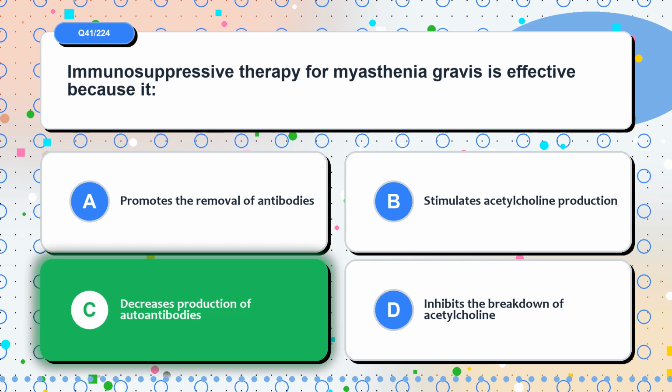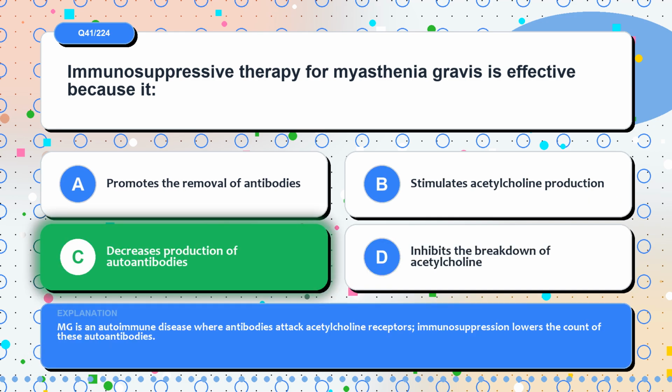The correct answer is option C. Decreases production of autoantibodies. MG is an autoimmune disease where antibodies attack acetylcholine receptors. Immunosuppression lowers the count of these autoantibodies.